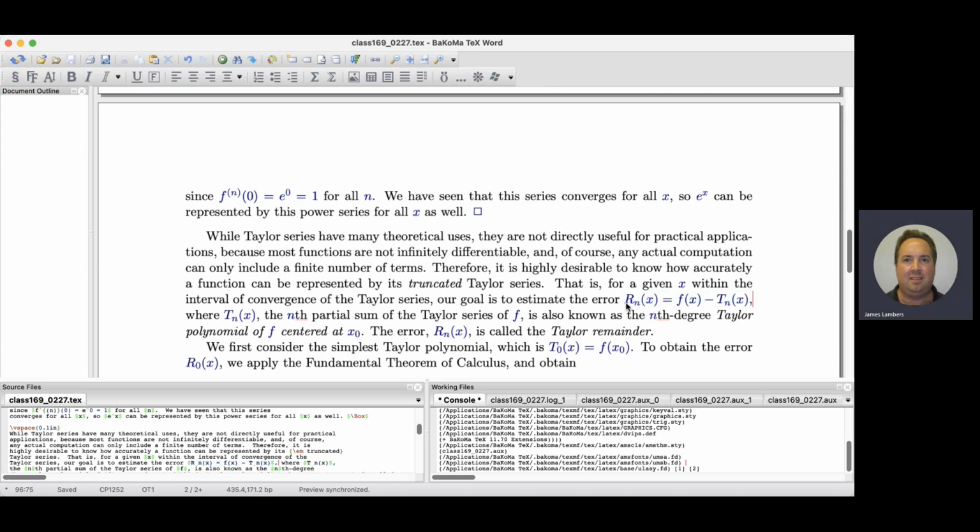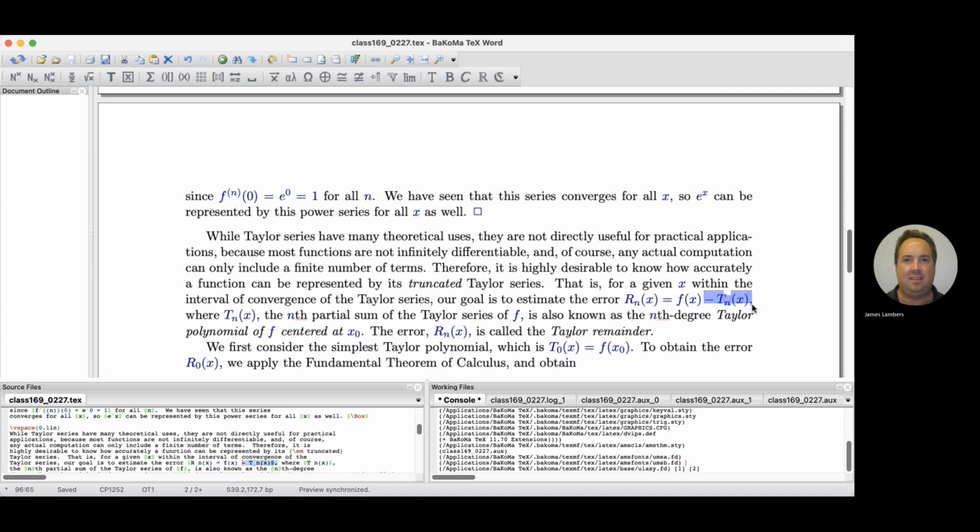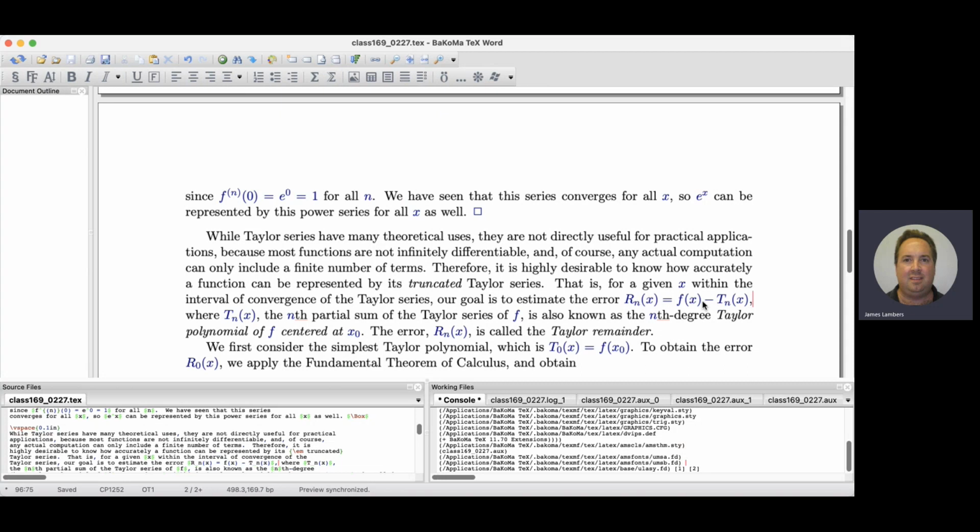So if I use Rn of x to refer to the remainder, that's equal to f of x minus the truncated Taylor series. That is a partial sum of a Taylor series taking all terms up to degree n, but Tn is also known as the nth degree Taylor polynomial of f with whatever center you have. If we can figure out this error, which is known as the Taylor remainder, thus the letter R, then we know how accurate our Taylor polynomial will be.